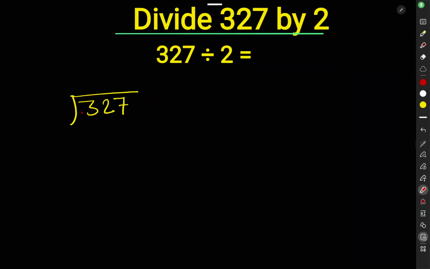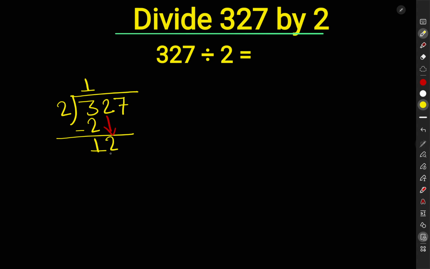We divide 327 by 2 in long division method. So 2 times 1 means 2. On subtracting we get 1. So now this 1 is less than 2. So we put down the number beside this 2.